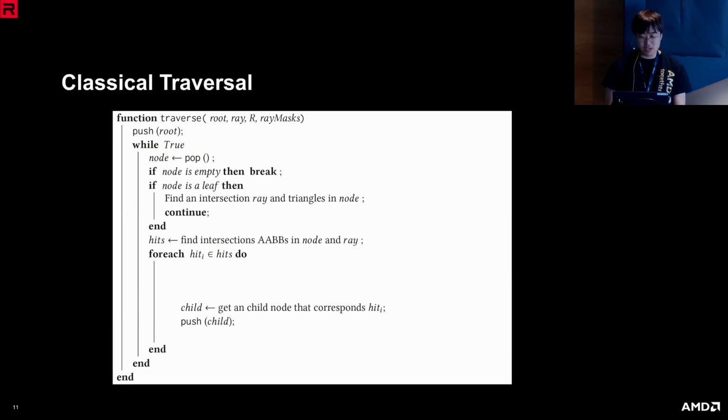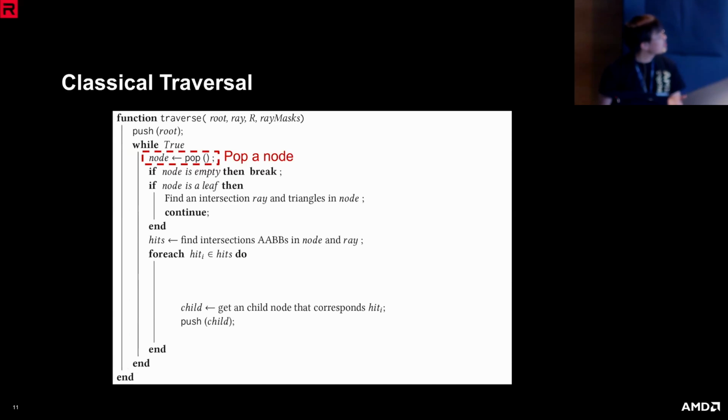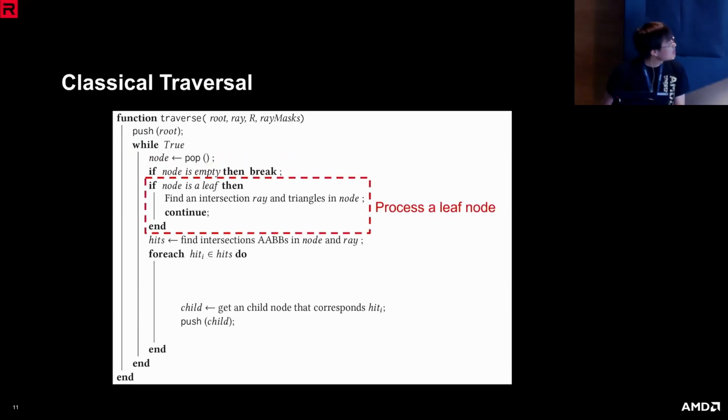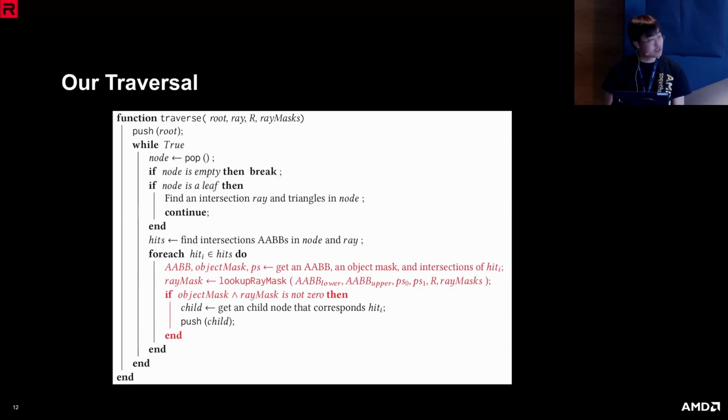Our culling can be embedded in a very straightforward way. This is a classical BVH traversal loop. Here is the outside traversal loop, and first we pop a node from a stack, process a leaf node, perform intersections against the AABBs, and push children if it's hit. And here, what's new for our method is the red highlighted section.